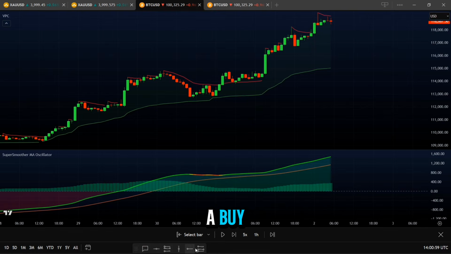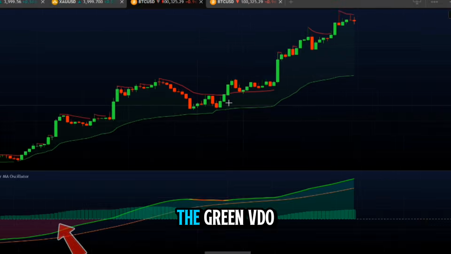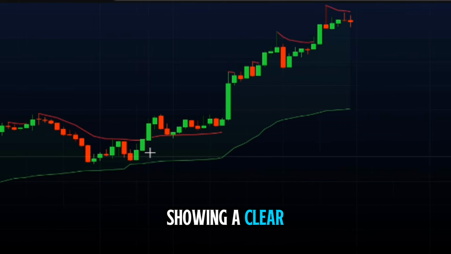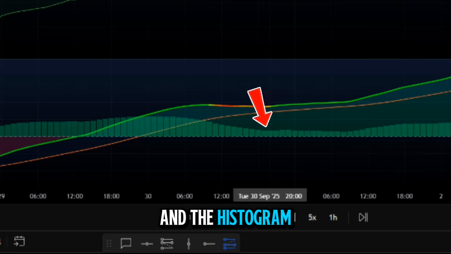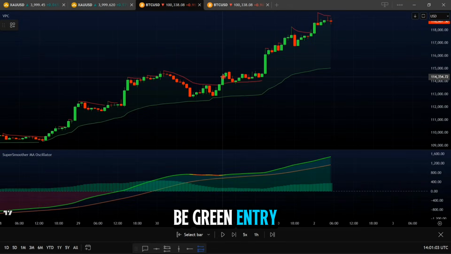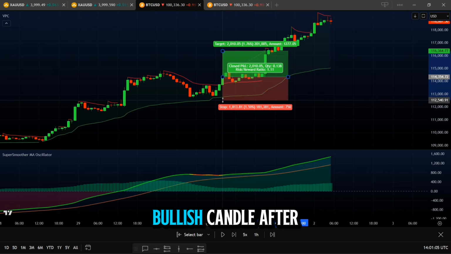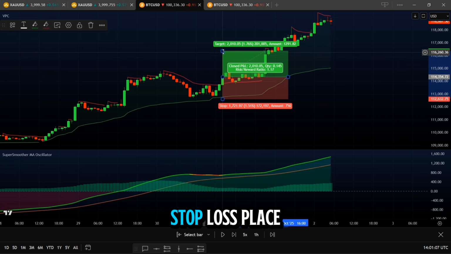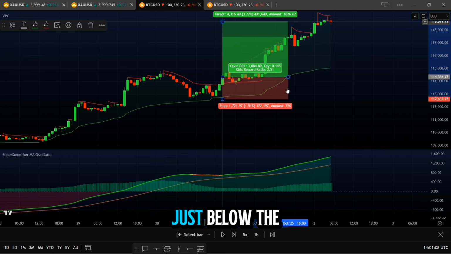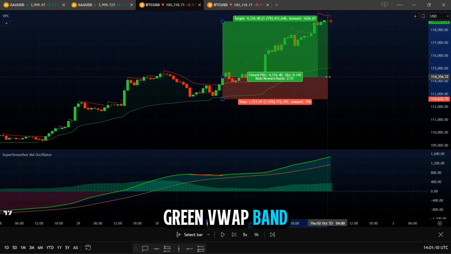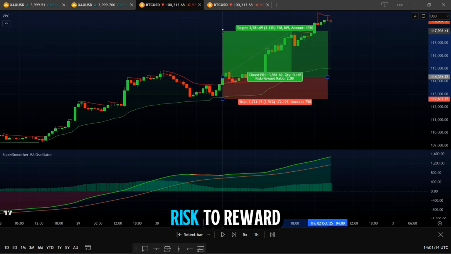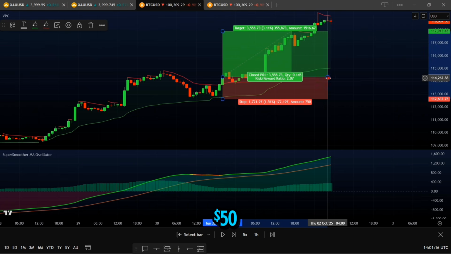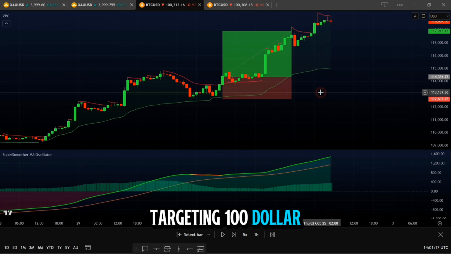Checklist for a buy trade. Price must be trending above the green VWAP band, showing a clear uptrend. Look down at the oscillator. The area must be green, and the histogram bars must also be green. Entry: enter on the close of the first bullish candle after all conditions are met. Stop loss: place your stop loss just below the green VWAP band. It's your safety net. Take profit: aim for a minimum 1 to 2 risk-to-reward ratio. If you risk $50, you should be targeting a $100 profit.